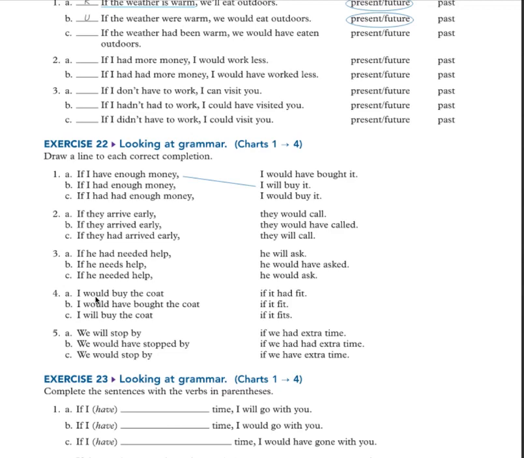Number 4. I would buy the coat, would buy. This is the result clause, would, and the simple form of the verb. If it fit. Simple past. Fit is one of those irregular verbs. I would have bought the coat. Would have and the past participle. If it, past perfect, had fit. I will buy the coat if it fits. Present.